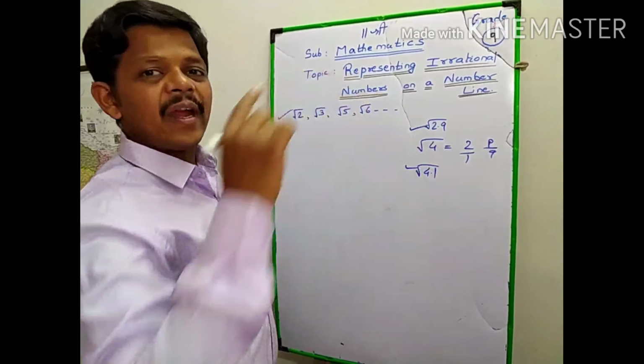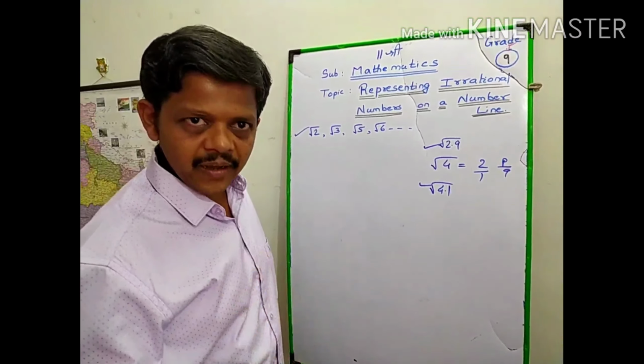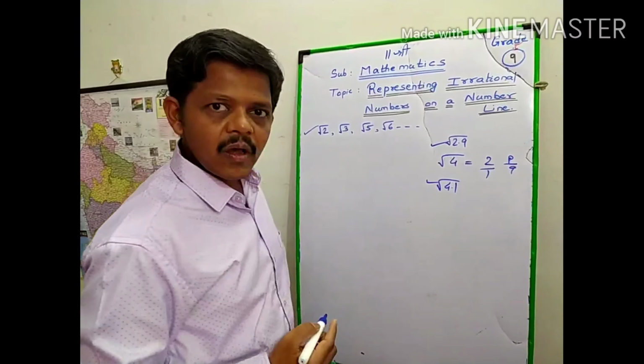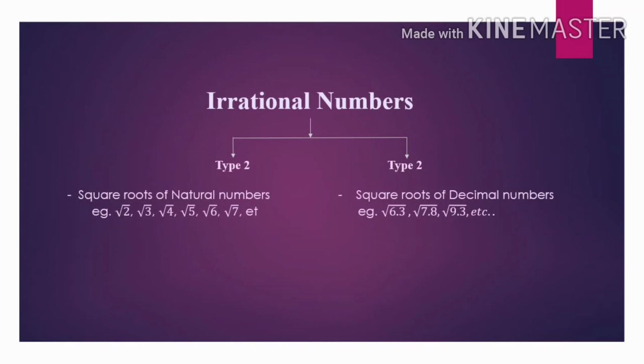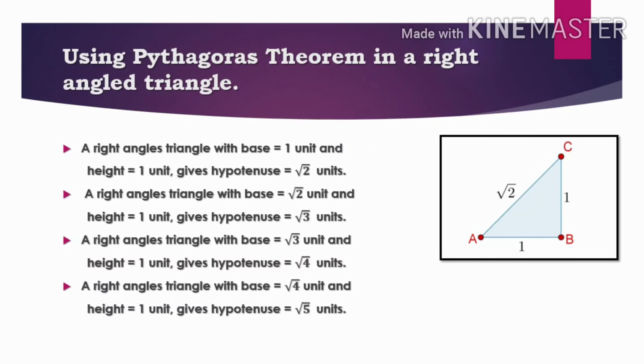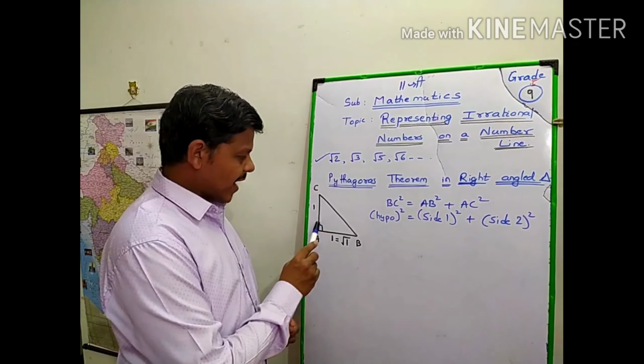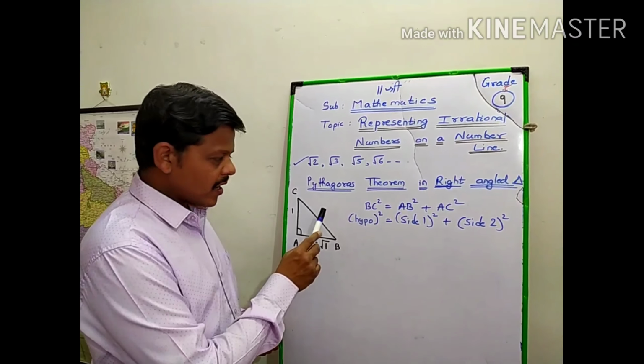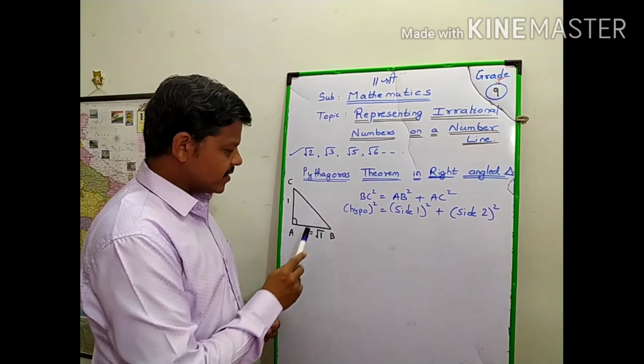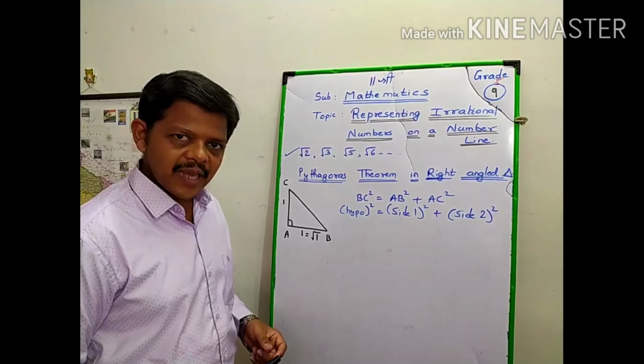We want to locate them on the number line. We want to check whether they can be located on a number line. For that purpose, we will very quickly look at a right angle triangle, the Pythagoras theorem. You all know, children, what Pythagoras theorem says. Hypotenuse square in a right angle triangle. The side opposite the right angle is the hypotenuse. And hypotenuse square is equal to side 1 square plus side 2 square.